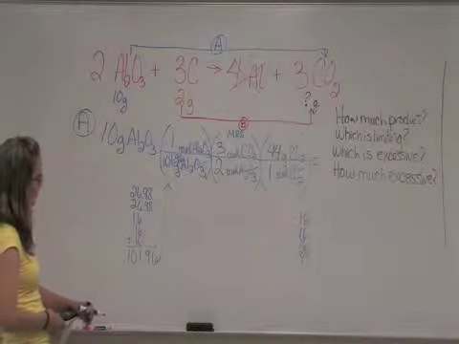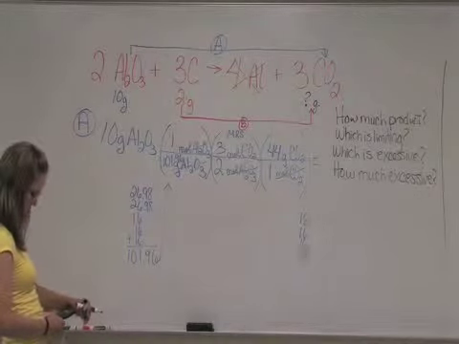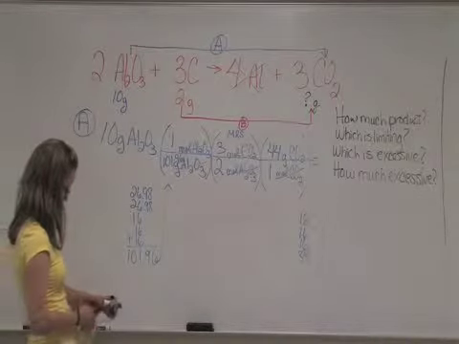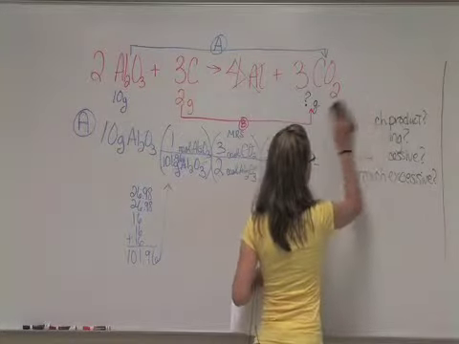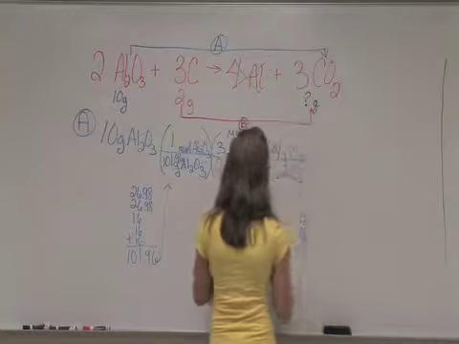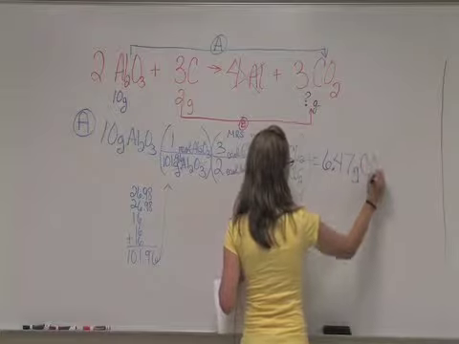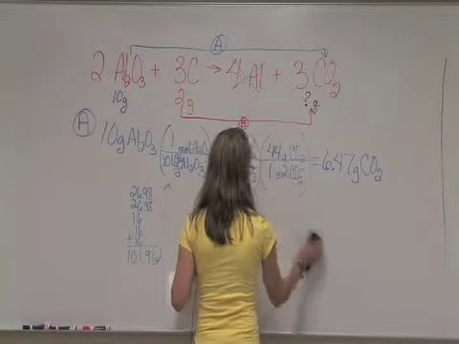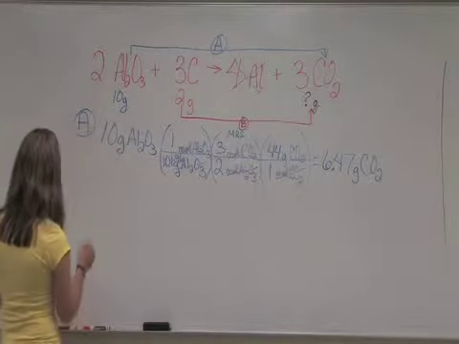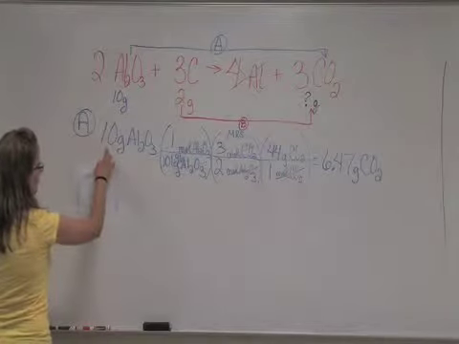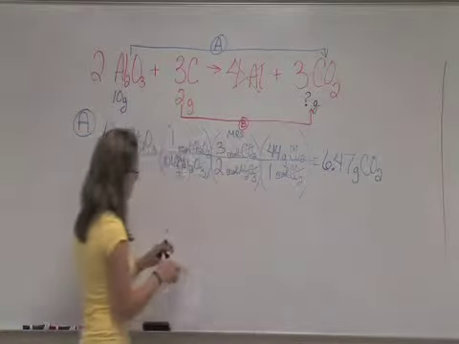Divided by 101.96 times 3 divided by 2 times 44. 6.47 grams carbon dioxide, because that was the only label that didn't cancel. So part A is telling us that we can use all 10 grams of aluminum oxide in order to make 6.47 grams of carbon dioxide.